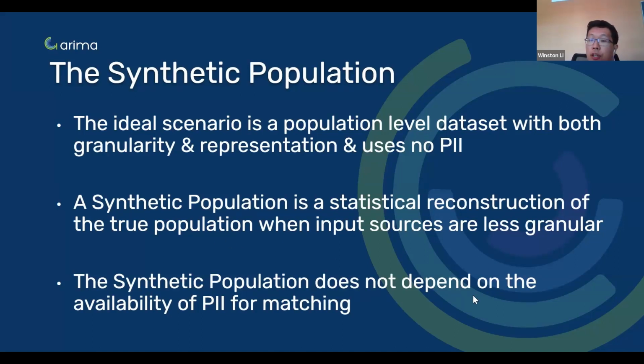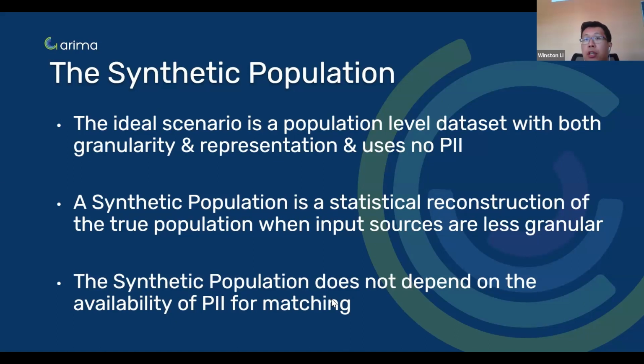The synthetic population does not depend on the availability of PII for matching. This is a really important key. A lot of technologies today do some form of matching. For example, they'll buy different data sets from different places and try to match your email, or your address, or your phone number, and build your information that way. The synthetic population does not do that.